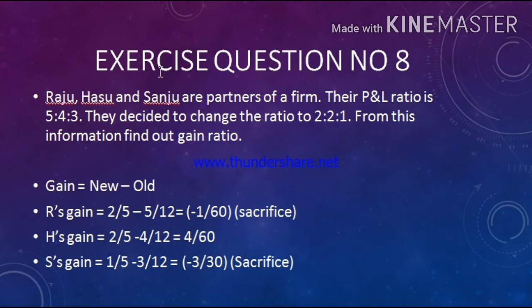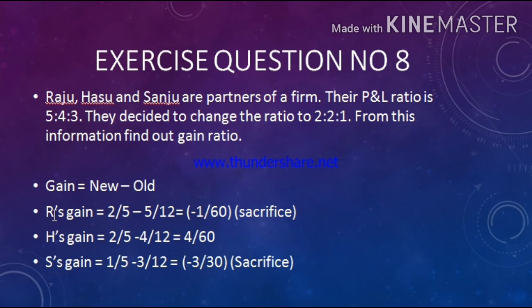Now moving on to exercise question number 8. Raju, Hasy and Sanju are partners of a firm. Their P&L ratio is 5:4:3, that is the old ratio. They decided to change the ratio to 2:2:1. From this information, find out the gain ratio. It means old ratio is 5:4:3 and new ratio is 2:2:1. Again, the formula you know very well: gain ratio is equal to new minus old.